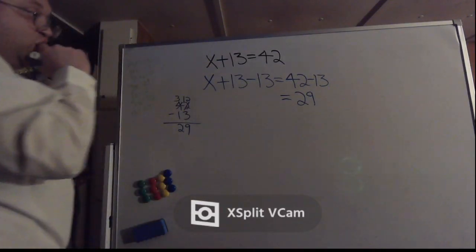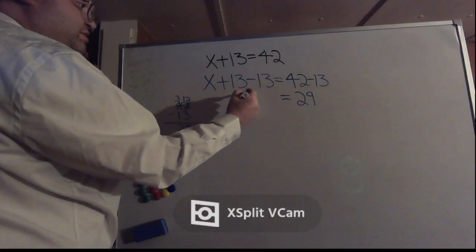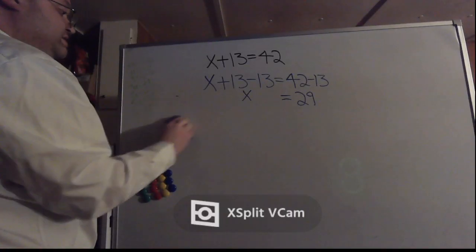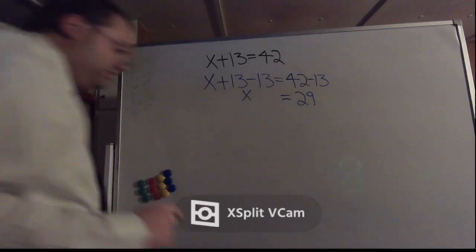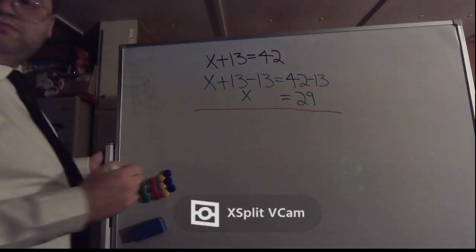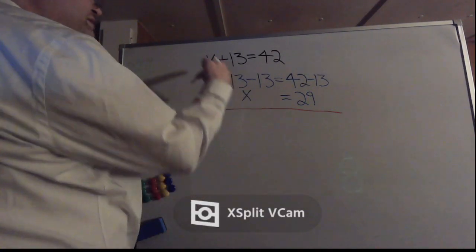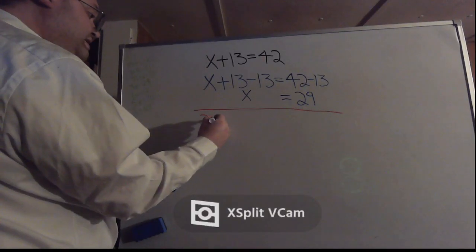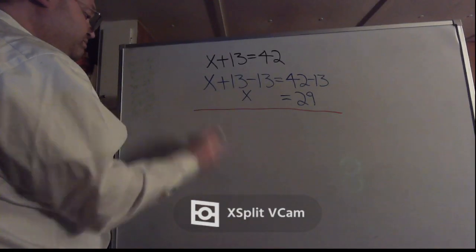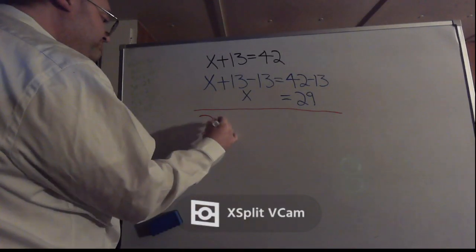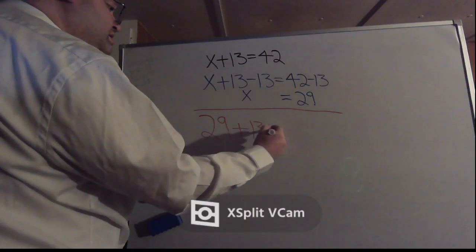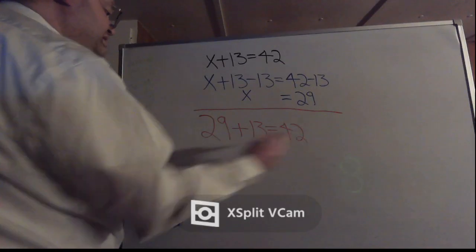And then we've got 13 minus 13 is 0, so we'd have x is equal to 29. However, we need to verify the solution. I'm going to verify it down below here. So we put in 29 for x in the original equation. We have 29 plus 13. Let's see if it equals 42, if you get a true statement.